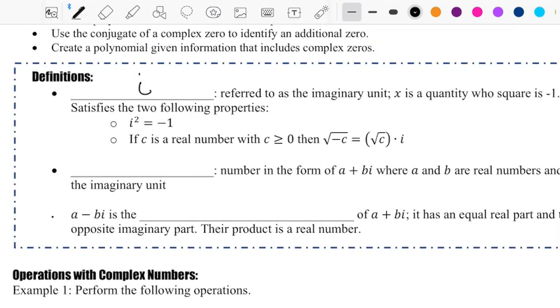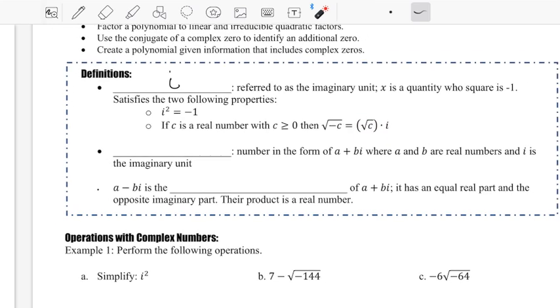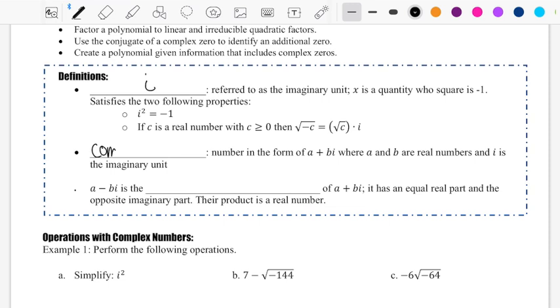So, really, ultimately, what happens is when you see a negative underneath a radical, we just bring it out and make it i multiplied by the square root of what's underneath it. Okay? Complex numbers are what we call the numbers that have imaginary components.